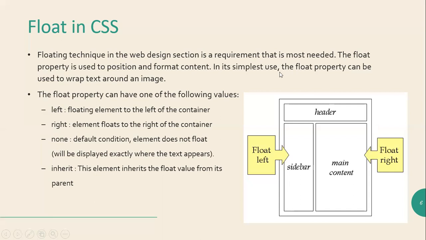In its simple use, float is usually used to wrap text around an image. If the value is left, the floating element will be on the left of the container. If right, it will float to the right of the container. None is the default, it doesn't float. And inherit: if there is a tag inside the tag, the second tag will follow the first tag.